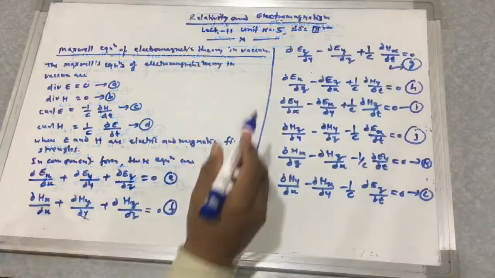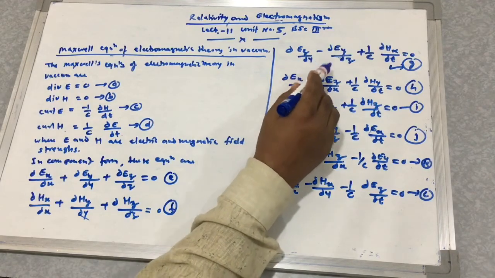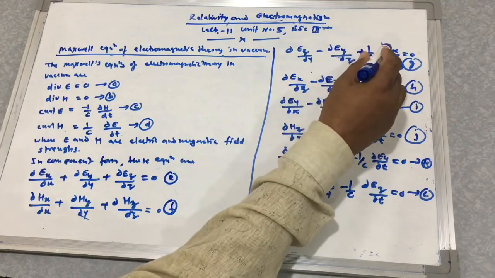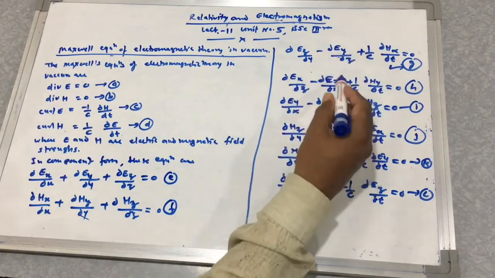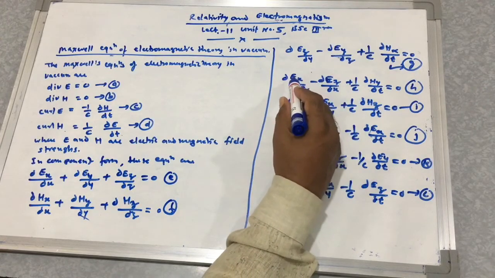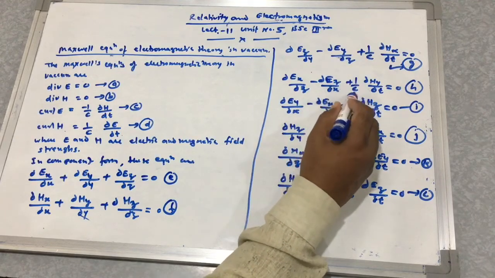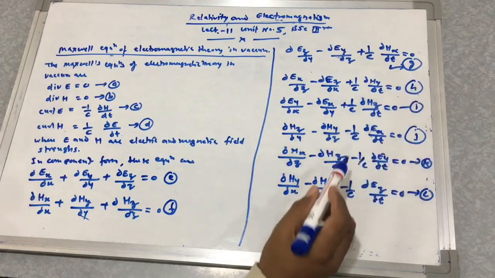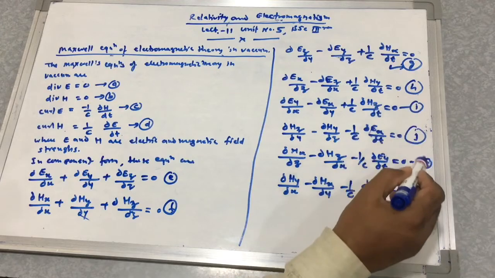Then ∂Ez/∂y minus ∂Ey/∂z plus 1/c ∂Hx/∂t is equal to 0. And ∂Ex/∂z minus ∂Ez/∂x plus 1/c ∂Hy/∂t is equal to 0. This is equation H. In this manner we have to find I, J, K, L.